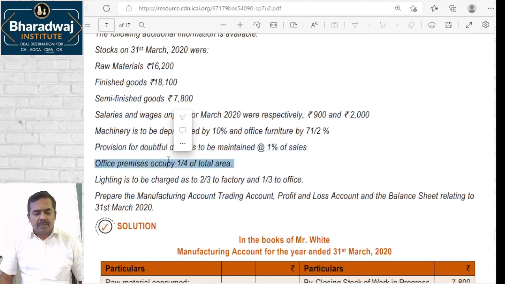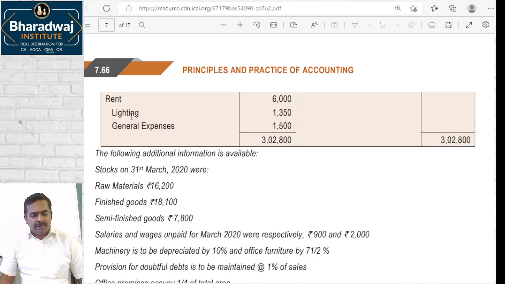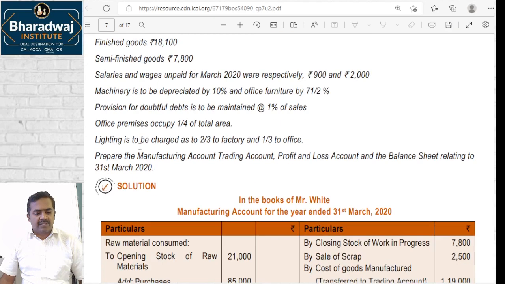Office premises occupy 1/4 of the total area. Now what is the meaning? Remaining 3/4 is which one? For example, if we take our factory, 1/4 is our office, so what is the remaining 3/4? Factory. So even general expense, 1/4 only will come to office, 3/4 will come to factory. Here, lighting charges were not mentioned, so what would we have done? We would have charged it in P&L account.